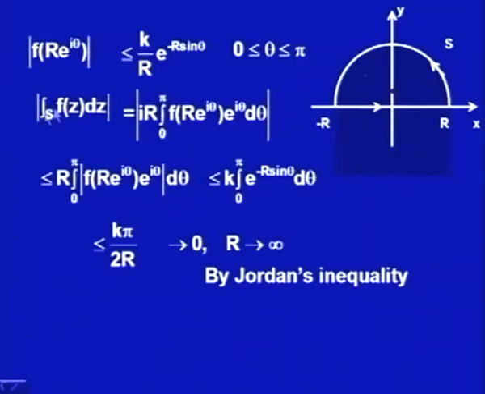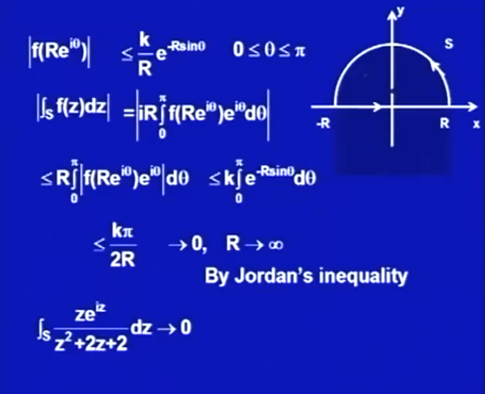Now, since this is a positive value, the absolute value is a positive value. If it is approaching 0 as r approaches infinity, that value itself must be 0. What it says is that the integral of f(z) along this semicircle S must be 0. So we had shown here that the integral of z e^(iz) upon z² + 2z + 2 on the semicircle S with respect to z approaches 0 as r approaches infinity.